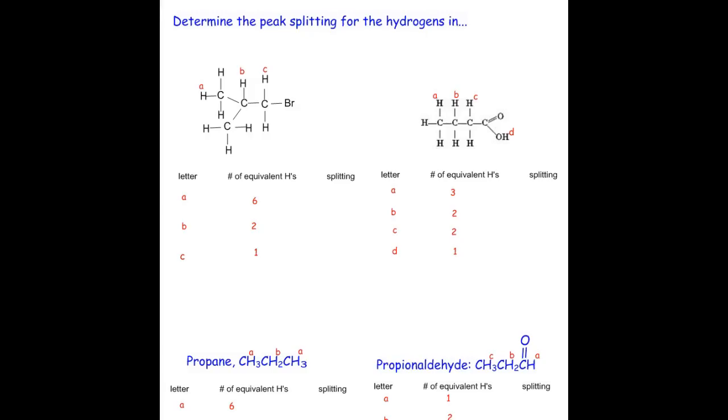So let's take a look at the splitting for the ones we've been talking about. Our A hydrogen is next to a carbon which is attached to a carbon with 1 hydrogen. So it's going to be split into 2.